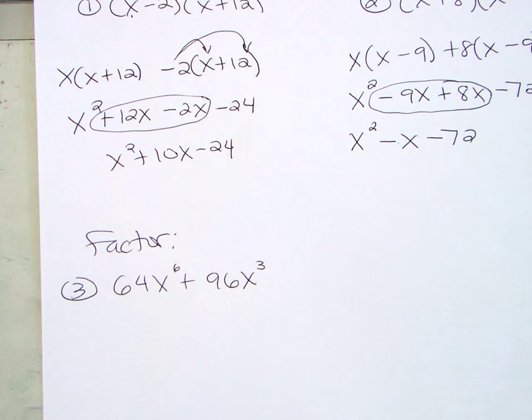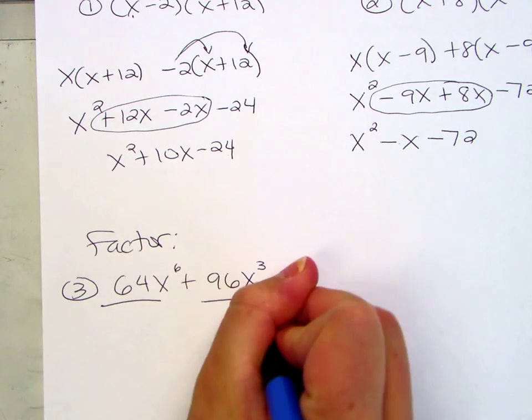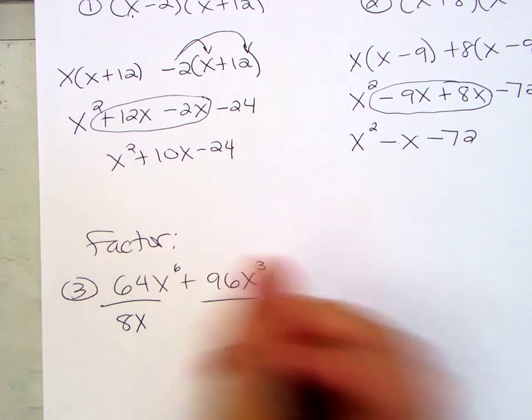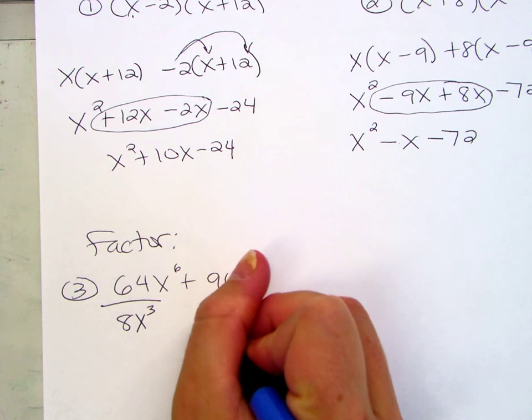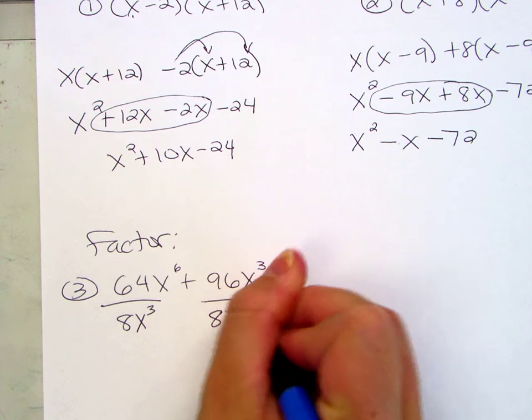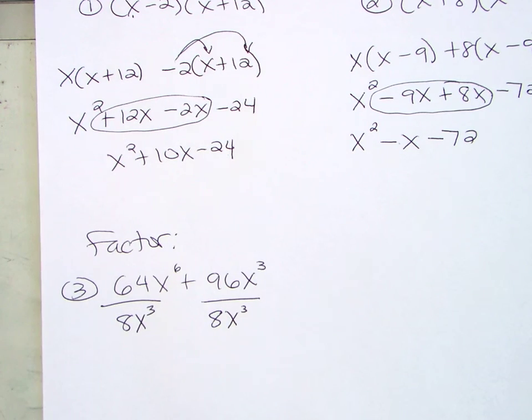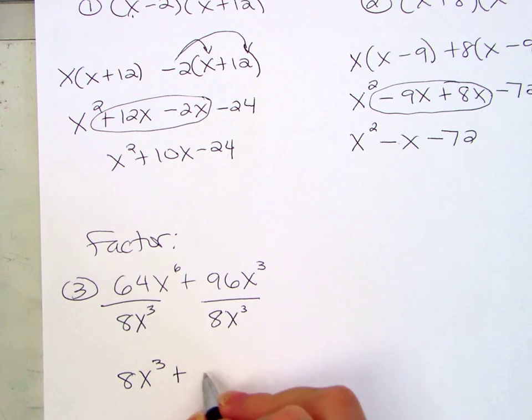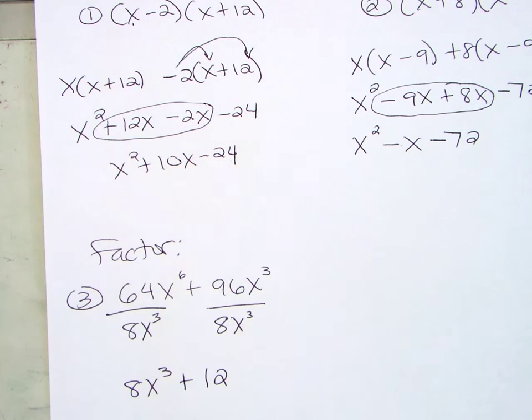Now, if I had to guess, I would say it's 8. Let's see if it's 8. Let's see what happens. I think it's 8x to the 3rd. How did I get x to the 3rd? You take the smaller x, okay? When I divide, I get 8x cubed plus what's 96 divided by 8? 12.